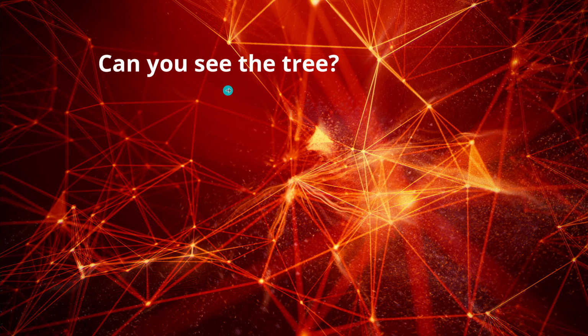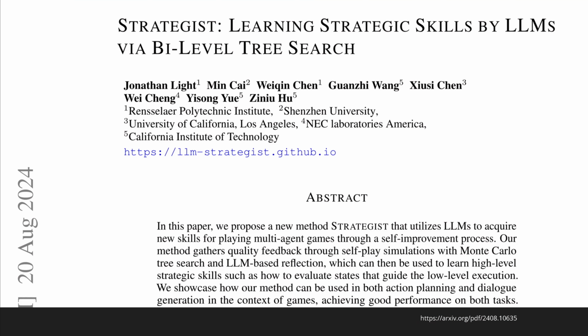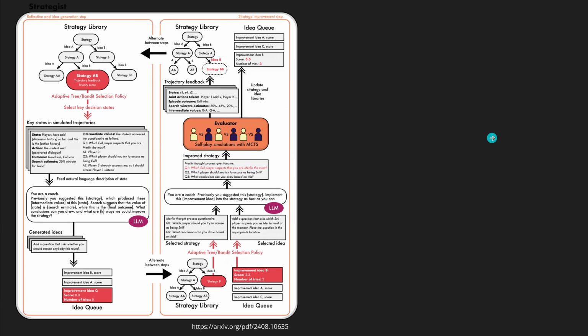Because can you see the tree structure in this graph? And can you then do a computation? Well, let's start at the beginning, and we have this beautiful paper from California Institute of Technology, NEC Laboratories America, University of California, LA, Shenzhen University, and Rensselaer Polytechnic Institute. And they go exactly for learning strategic skills by LLMs or vision language models, doing Monte Carlo Tree Search in multiple ways. So let's have a look at this.